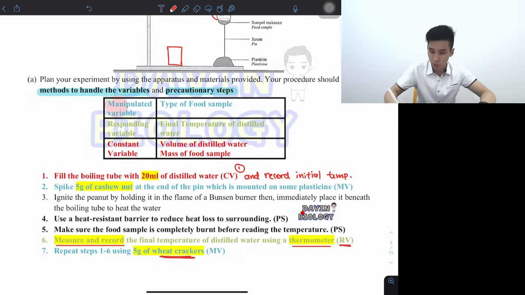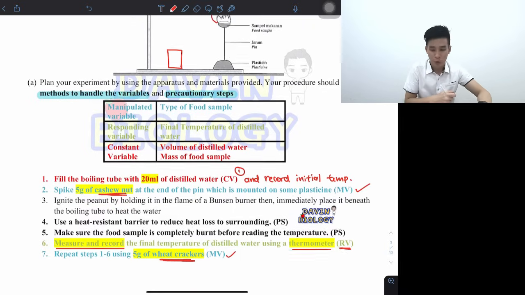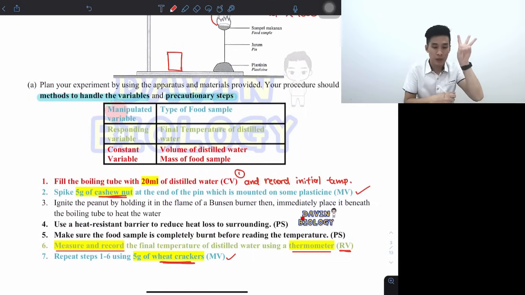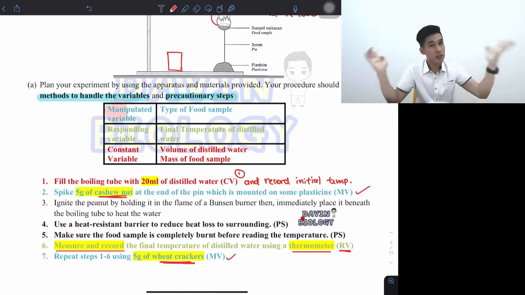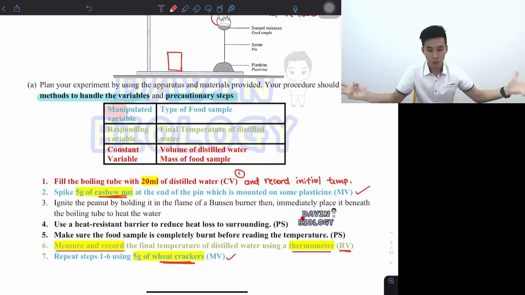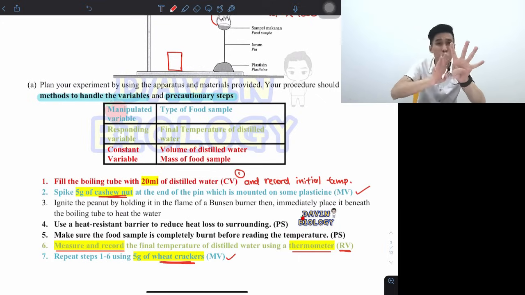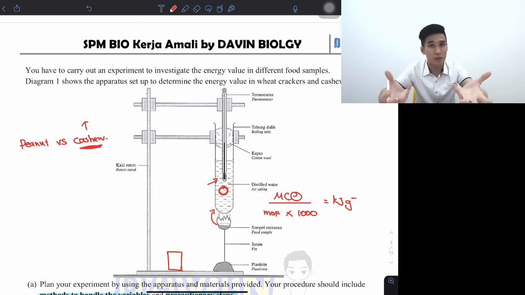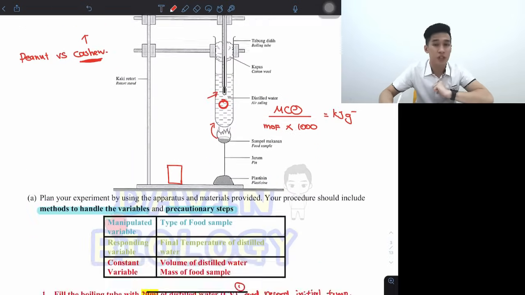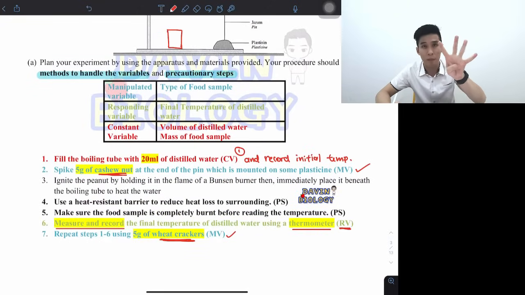So if you mention wheat cracker, you mention cashew nut, then only you get your manipulated variable. So these are the 3 variables plus the precautionary step. 4 marks, easy. You just have to write these 4 things and then add in 1 or 2 steps regarding how you set up this thing, which is not too important actually. The main thing is the 4 steps, remember.